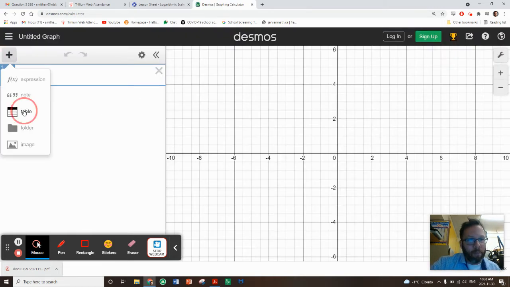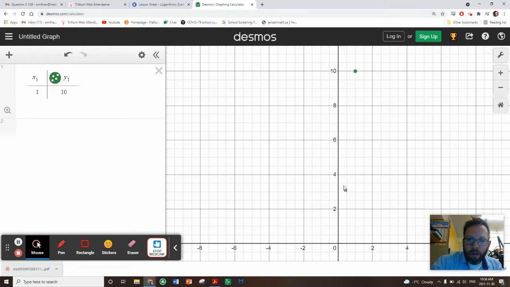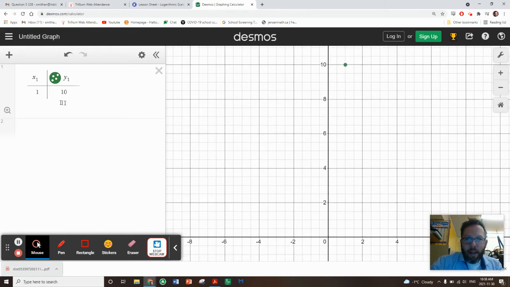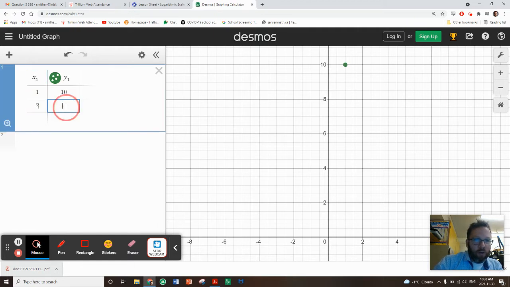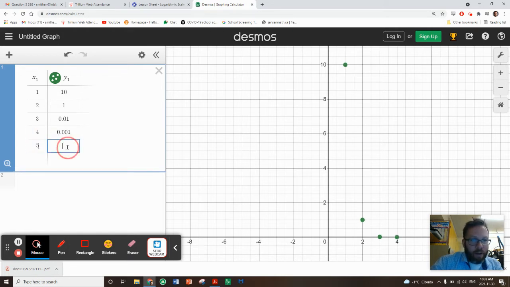I'm going to plot a point, 1, 10. Oh, there we go. And I'll plot the points 2, 1, and 3, 0.01. So that's only spanning 2 orders of magnitude from 10 to 0.1. If I do 0.001 for 4, and then 5, 0.0001, as you can see, the difference is imperceptible.